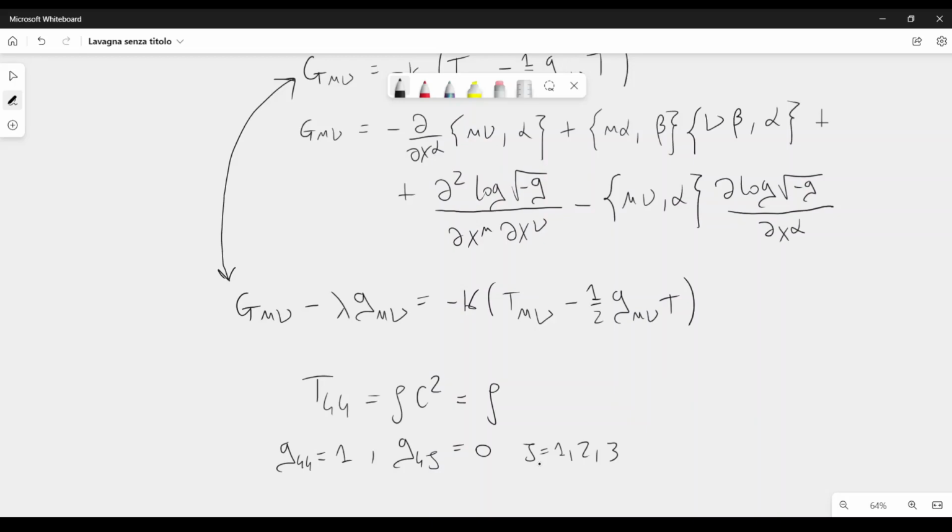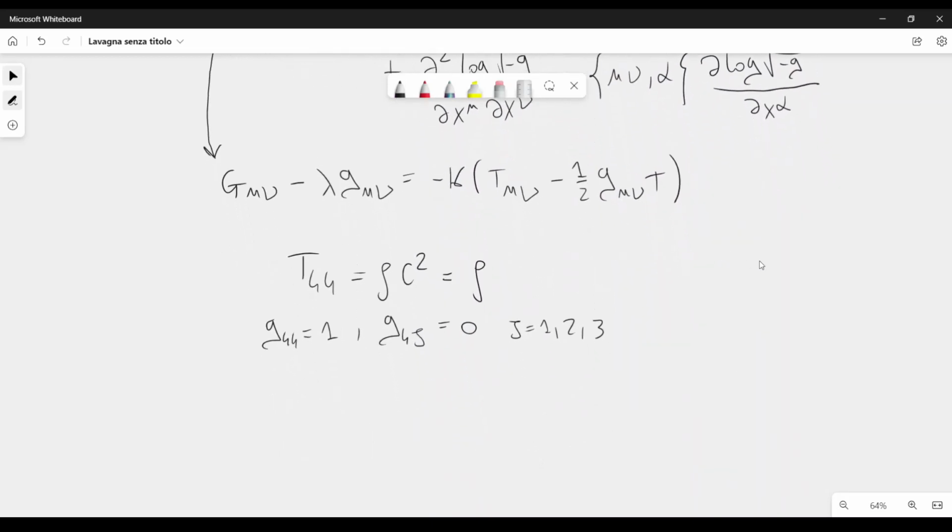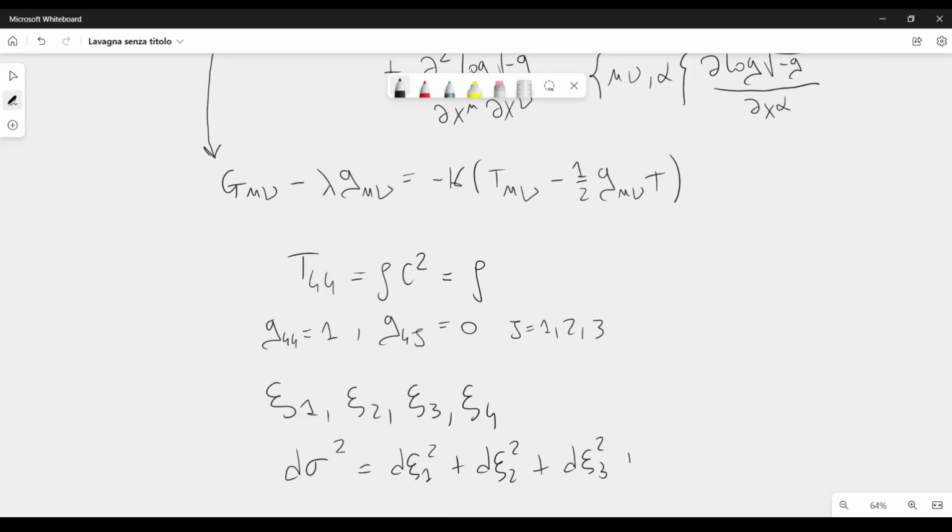We have to derive the spatial part of the metric tensor, and we arrive at the result, for example, in the following way. We start from a Euclidean space of 4 dimensions, and I will call the coordinates ξ1, ξ2, ξ3, ξ4, and if they are Euclidean, as I said, the element dσ² will be equal to dξ1² plus dξ2² plus dξ3² plus dξ4².